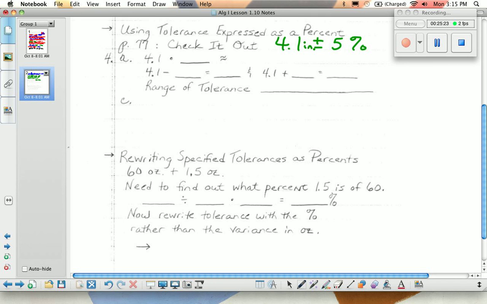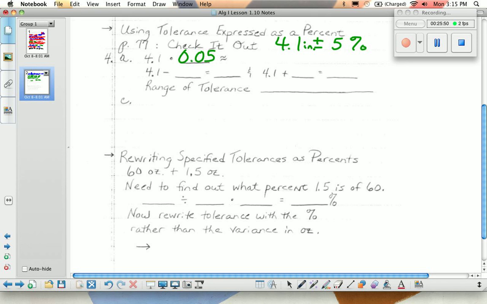Okay, but how do we actually have to treat 5%? 0.05. So we're going to take 4.1 times our 5% changed to a decimal, because you can't do it as a number 5. It won't work out very well. And I think it says in your book to round to the nearest what? Hundredth. Okay, so could you find out for me what 5% of 4.1 inches is?